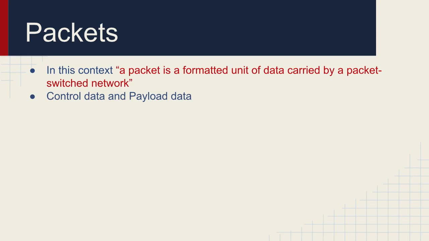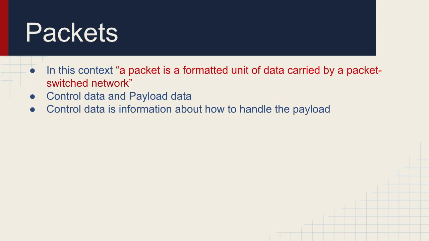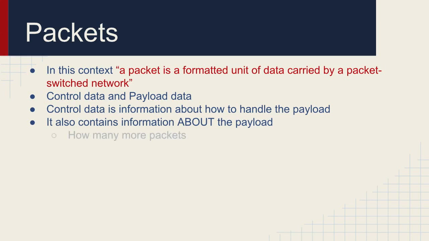So it's divided into two parts. There's control data and payload data. Control data is information about how to handle the payload. It also contains information about the payload, how many more packets are coming, where it's going, where it came from.